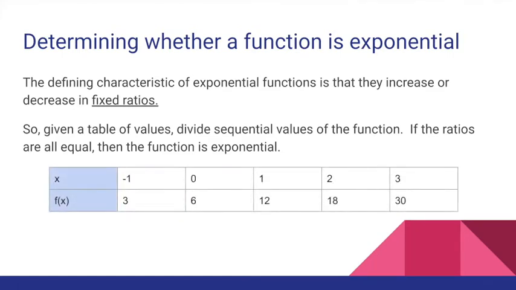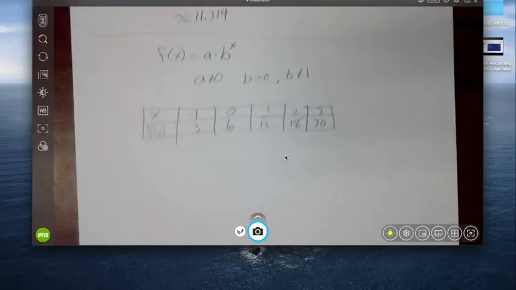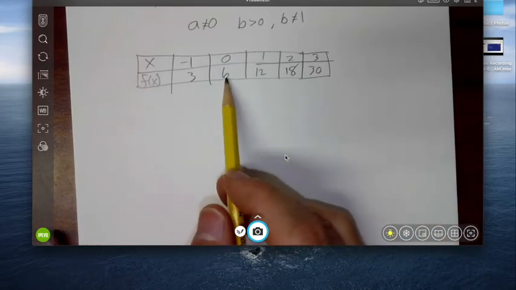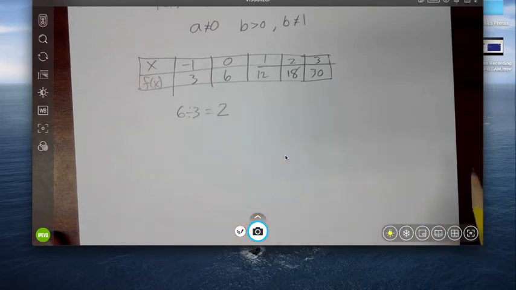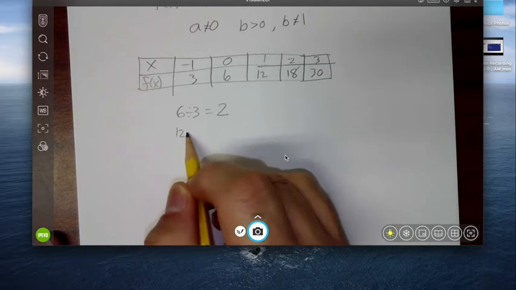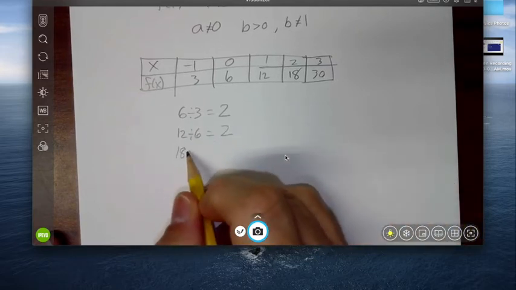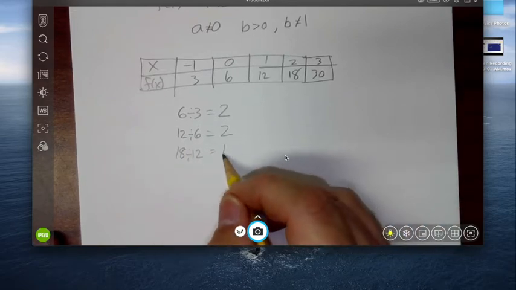In this table here, we have values of x and we have values of f of x, and what we want to do is, as x increases, see if this increases in a fixed ratio. So I've recreated the table here, and basically what I want to do is take 6 divided by 3, that gives me 2, and then 12 divided by 6, that also gives me 2, and then 18 divided by 12, that's going to give me 1.5.